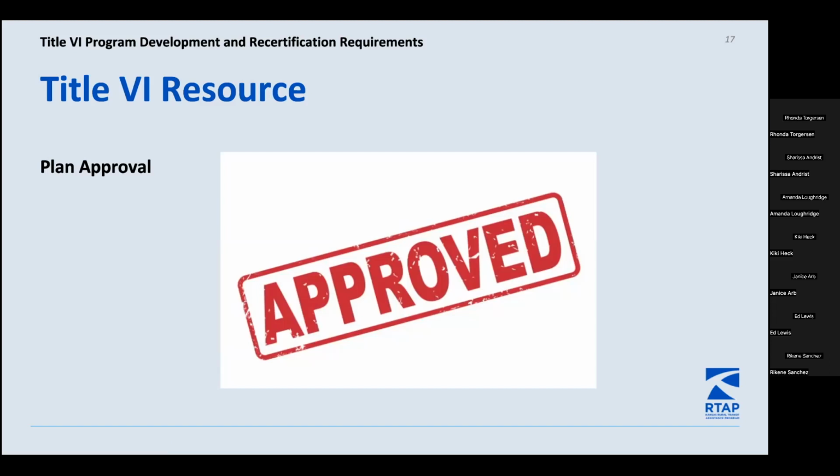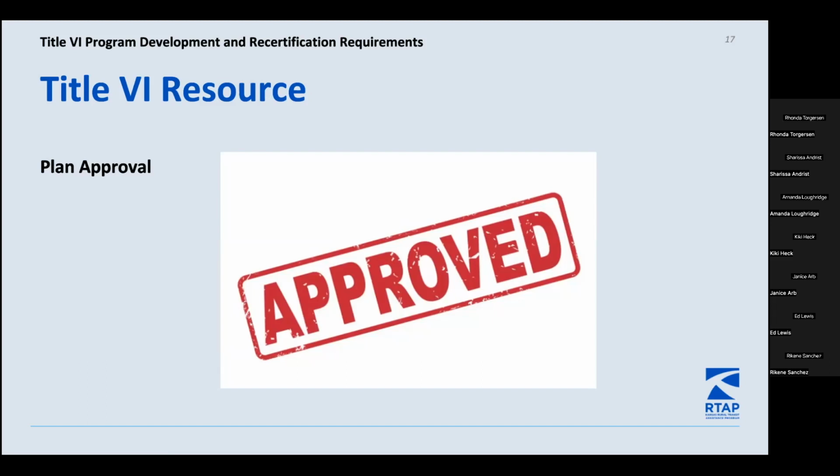And finally is plan approval. Like I said, if you're a fixed route service provider, that would be applicable to you. If not, then you don't have to worry about that part. It was just that everything we covered prior to that will need to be in your plan. So now you have a Title VI resource that's fully developed and you've met all the requirements for the federal government and for KDOT.